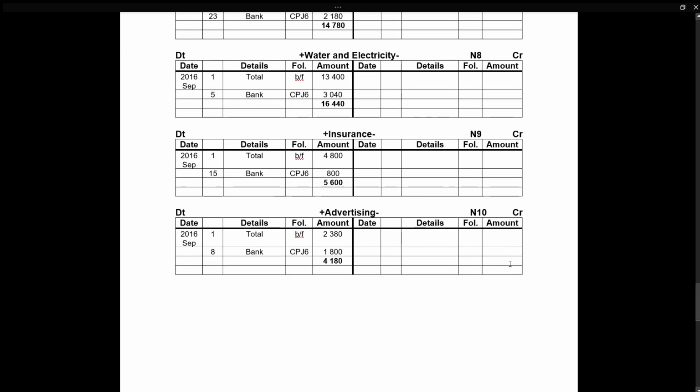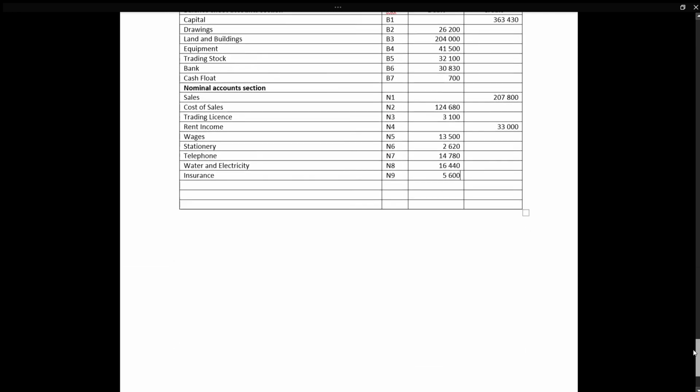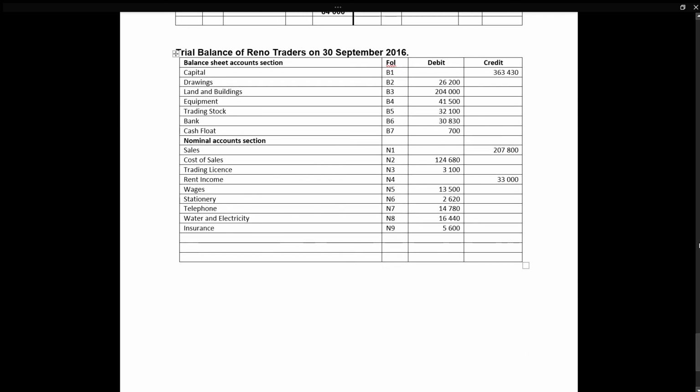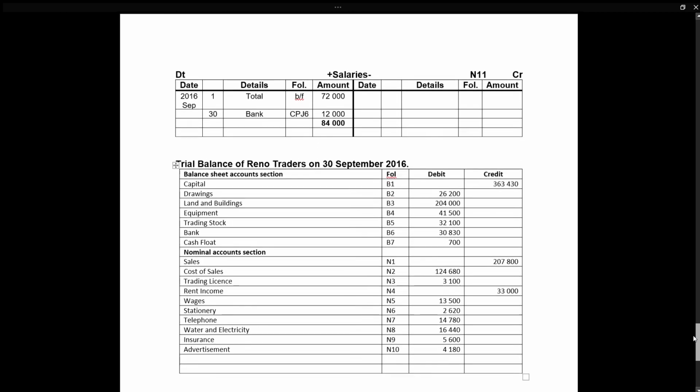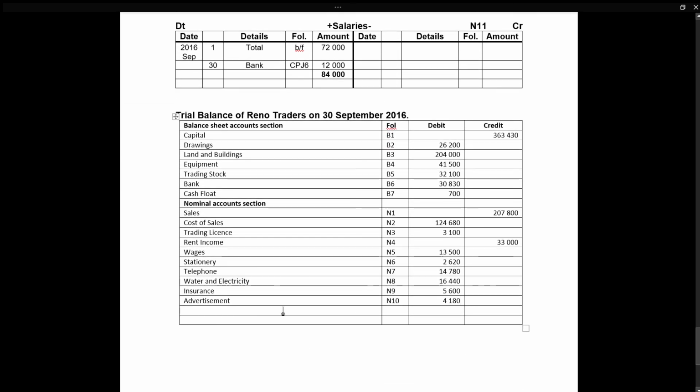Right, N10, advertisement 4,180 Rand. Debit side, so advertisement N10, debit side 4,180 Rand. Right, N11, right there, salaries. Salaries N11, and that's our last one. Debit balance of 84,000 Rand.